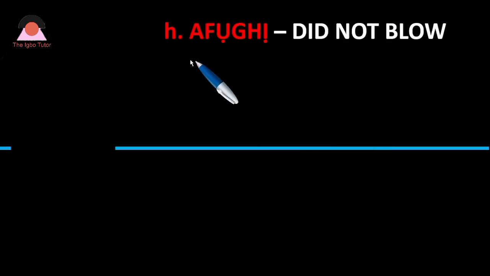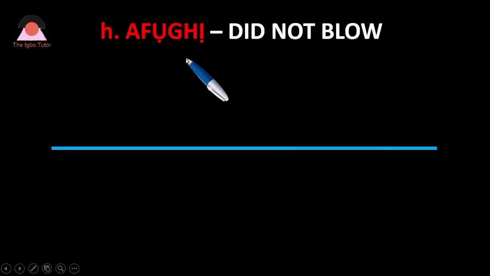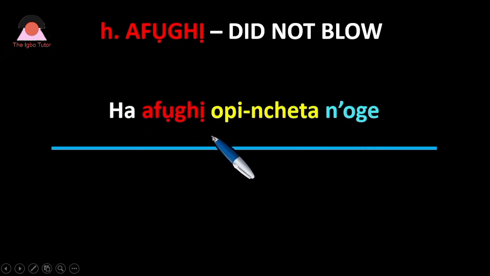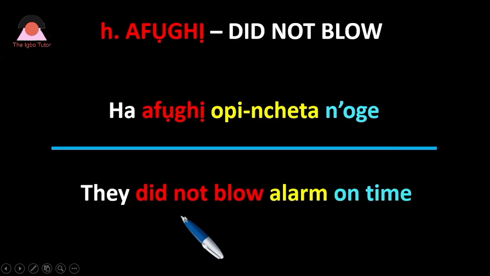Let's go. The last one here. Afụghị, the report, did not blow. Have that in sentence. Ha afụghị opi ncheta n'oge. What is opi ncheta? Watch out for it. They did not blow alarm on time. Alarm, opi ncheta. That is the whistle for remembrance. That is the literal meaning for this. Alarm. Okay. Ha afụghị opi ncheta n'oge. They did not blow alarm on time.